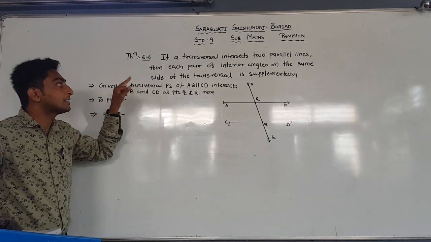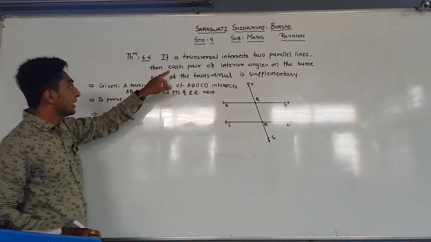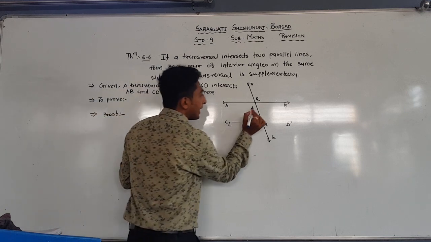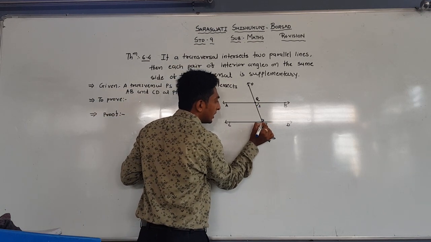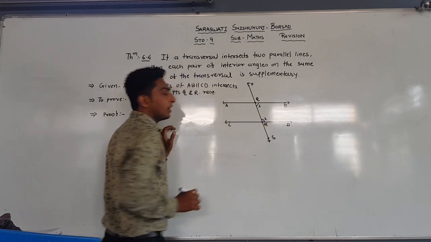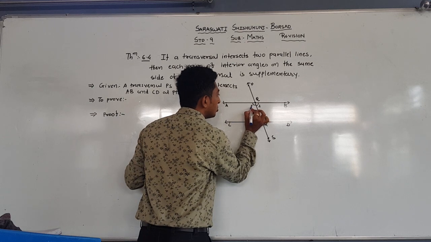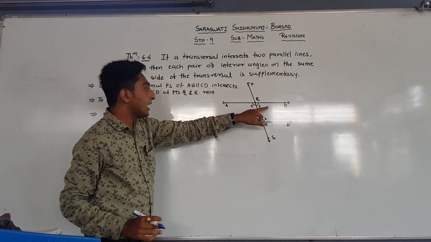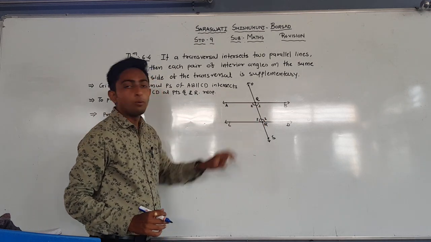The given statement is the same as theorem number 6.2. Now what we have to prove is that each pair of interior angles on the same side, this one, angle 1 and angle 1, these are the interior angles on the same side. Another one is this one, angle 2 and angle 2. So the sum of interior angles, that is 1 plus 1 equals 180, 2 plus 2 equals 180.